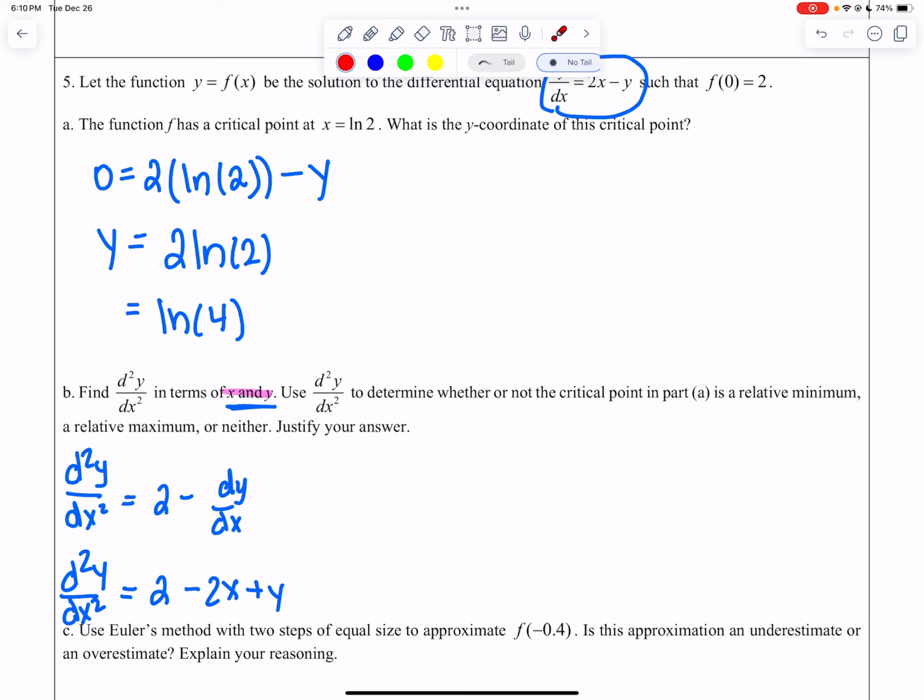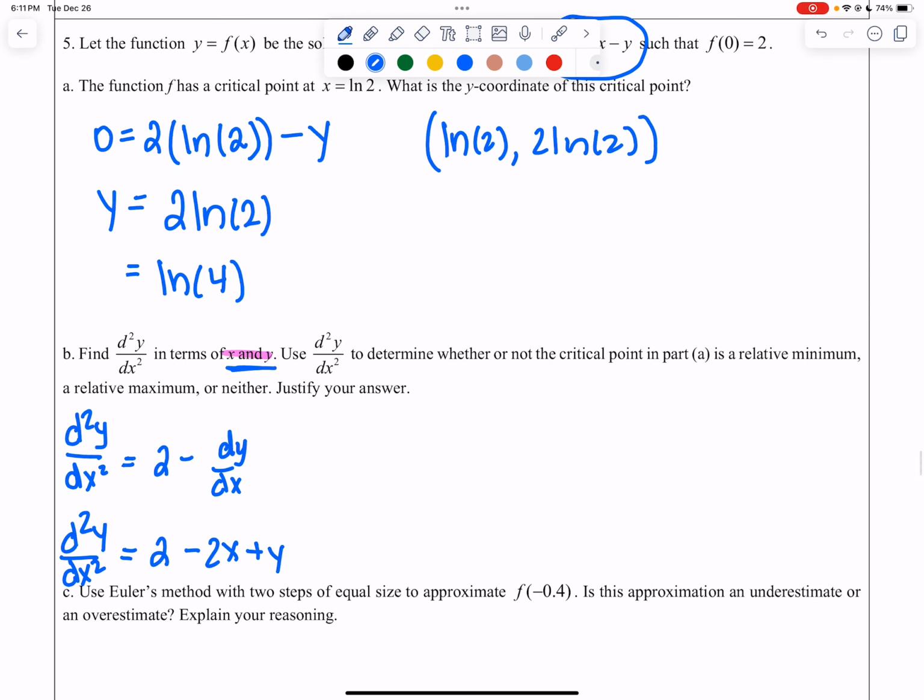All right, so we're going to use this to determine whether or not the critical point in part A is a relative min, max, or neither, and we want to justify our answer. So what I'm going to do is use the second derivative test by plugging in our critical point of ln of 2 and 2 ln of 2 to see if it's negative or positive. And that's going to tell us if it concaves up or concaves down, which then will tell us if it's a maximum or a minimum.